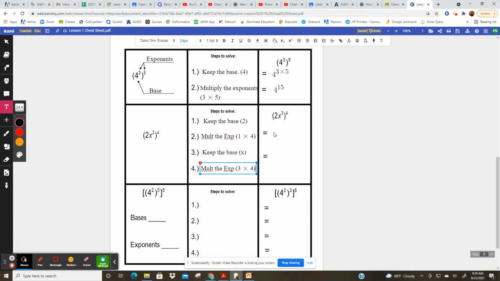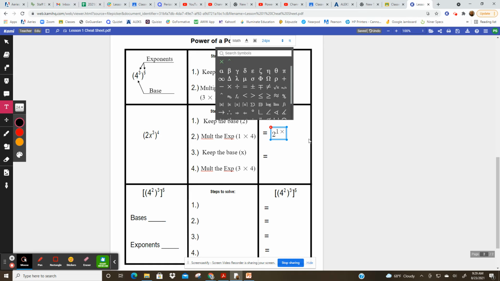Okay, so let's go ahead and do those steps. So I've got 2. I'm just going to start with this. So 2, and then I wonder if I hit Shift 6. Yeah, it does. If I hit Shift 6, it goes up there. So 2 to the 1 times 4. And then x. And then Shift 6 will bring me up to a power to the 3 times 4.